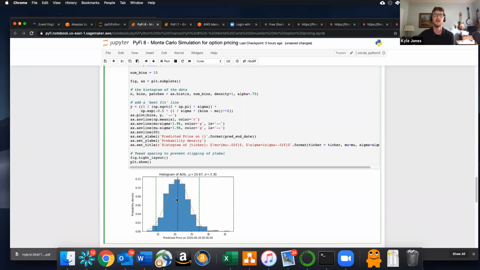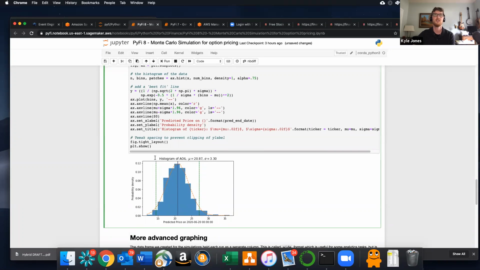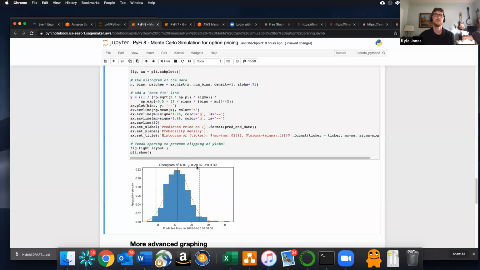So a lot happening here. But what's really great is that it's very easy to change this from oil to another commodity. And all this code stays the same. It will tell us the average of our data set and our standard deviation all here for us.